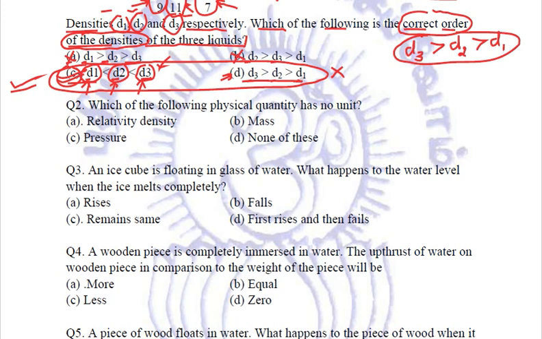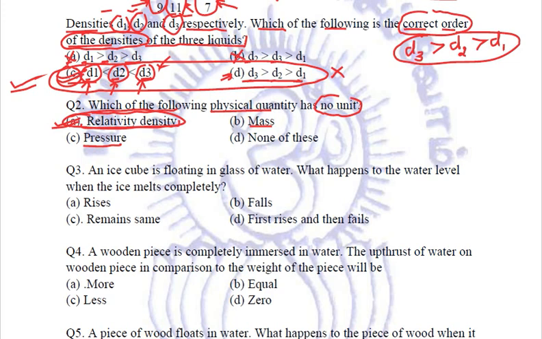Let us come to the next question now. Which of the following physical quantities has no unit? Let us see. Relative density. Relative density is unitless. Mass has a unit expressed in grams or kilograms. Pressure has a unit Pascal or Newton per meter square. So it is our relative density. Option number A is the correct answer.